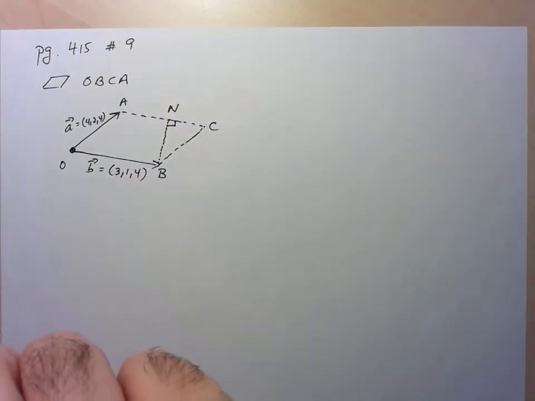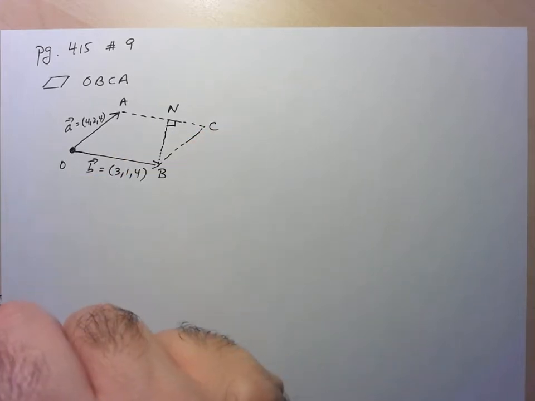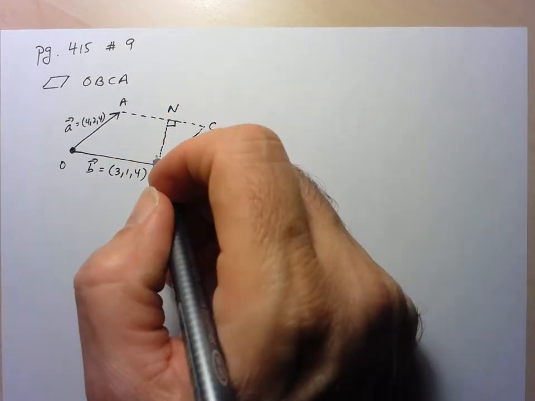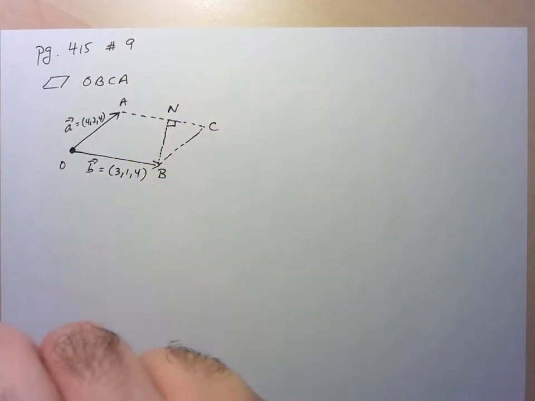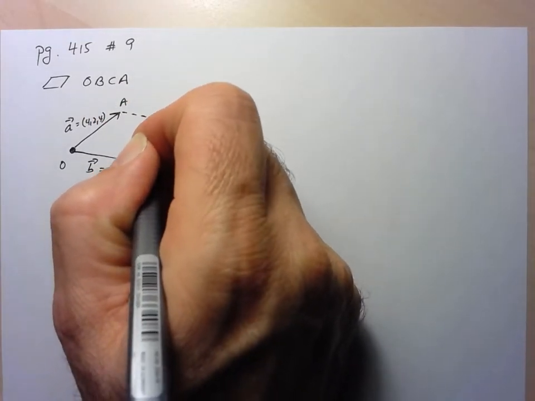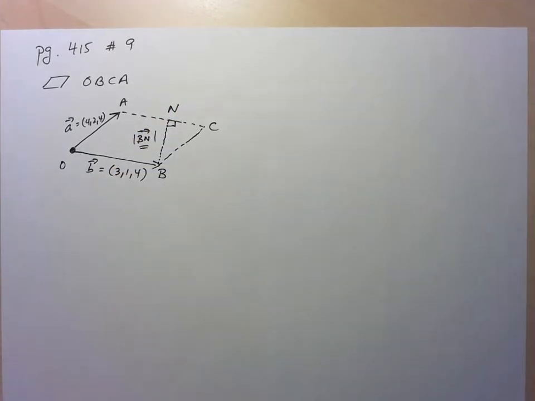What they want is to determine the length of this line BN. So what we're looking for is this length here, which I guess we can call the magnitude of the vector BN. This is what we're looking for. There are several ways you can solve this.